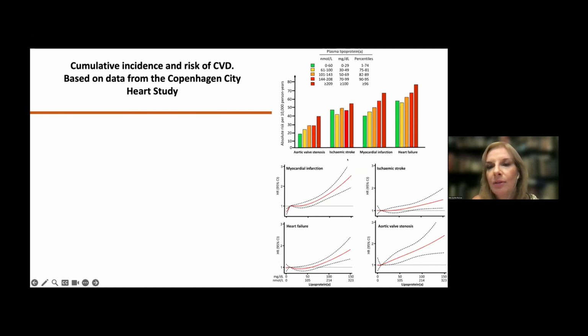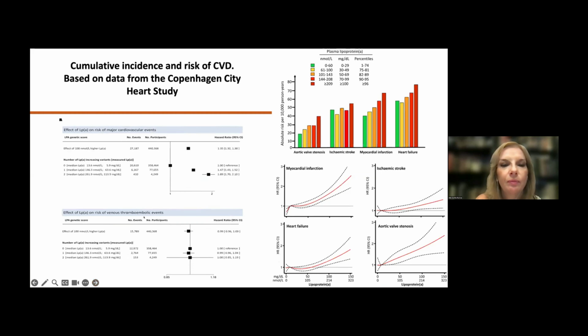However, beyond the atherosclerotic disease, there is a strong relationship with aortic valve stenosis. You can tell here that beyond the fifth quartile, the increase of risk in aortic valve stenosis progression is really high. Similarly, here you can tell the effect of LPA on risk of major cardiovascular disease.